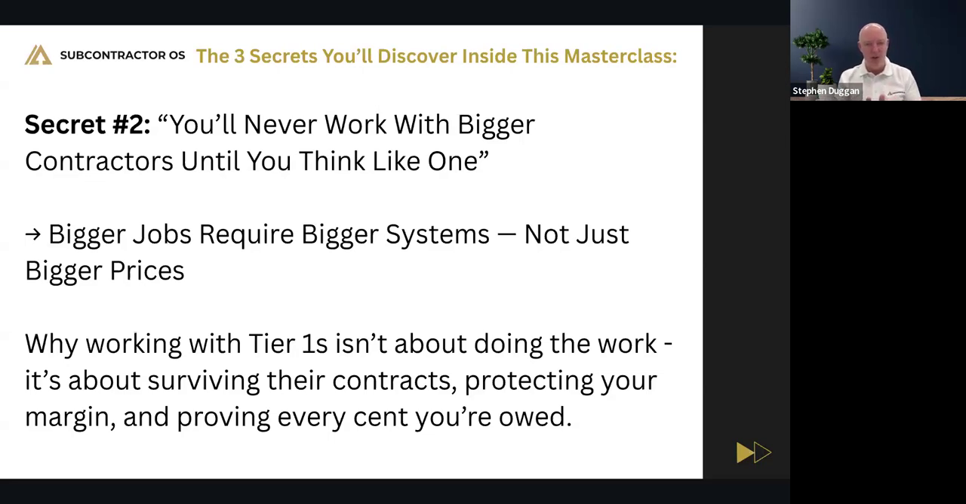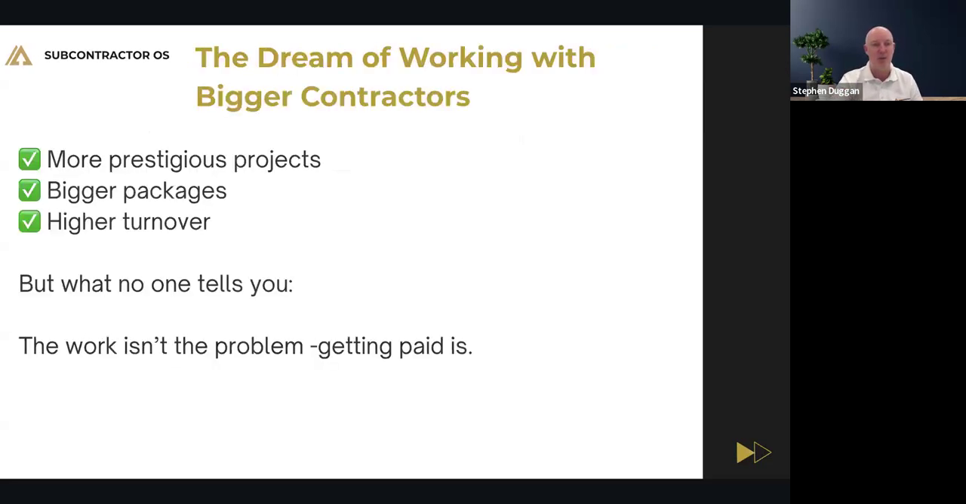alive, because their function is to make sure that all of the risk that they want transferred across to you is done contractually, then they want to make sure that they protect their position, even if they're the ones delaying you and their subcontractors are disrupting you, their scaffold isn't up to help you work productively. So working with tier ones isn't just about doing the work, it's about surviving their contracts, protecting your margin, and proving every cent that you're owed. So if you have a system, you're going to be able to take on more prestigious projects because you'll have the confidence. And most importantly, you'll have the formula.